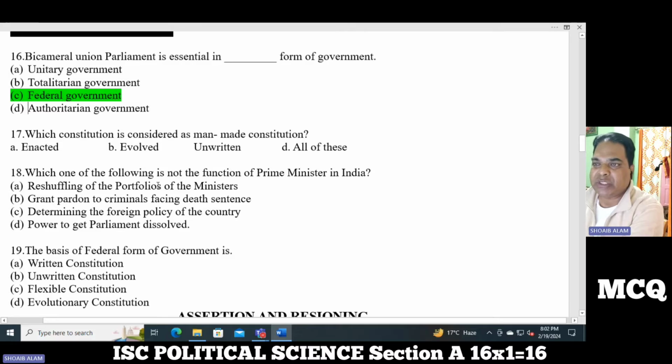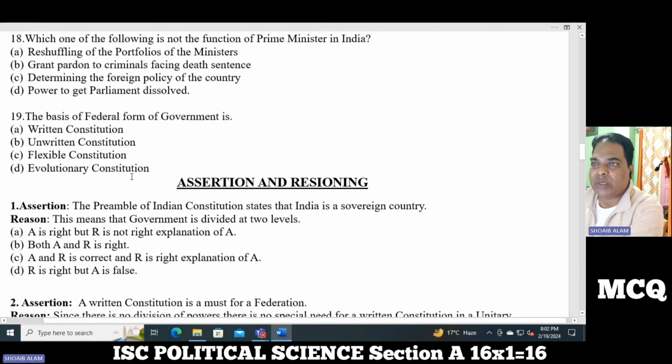Number 17. Which constitution is considered as a man-made constitution? Enacted, evolved, unwritten. So definitely I'll go with enacted constitution. Okay. Now number 18. Which one of the following is not the function of Prime Minister of India? So answer is resupplying of portfolios of minister can be done. Grant pardon of criminal facing death sentence, that cannot be done. Okay. So this cannot be done.